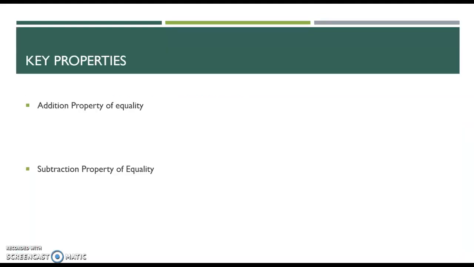So we have some key properties, kind of like in that last lesson we talked about the substitution property. Here we have different properties that say this is why we can do what we do. The addition property of equality just means to add equally to both sides. You may have talked about last year, what you do to one side, you do to the other side. That's what we're doing. We're trying to keep our equation balanced.